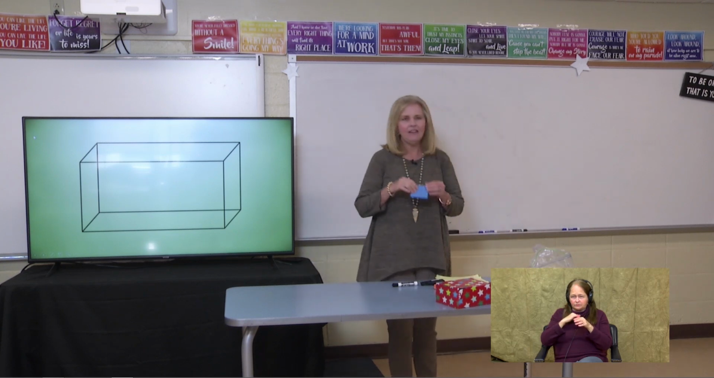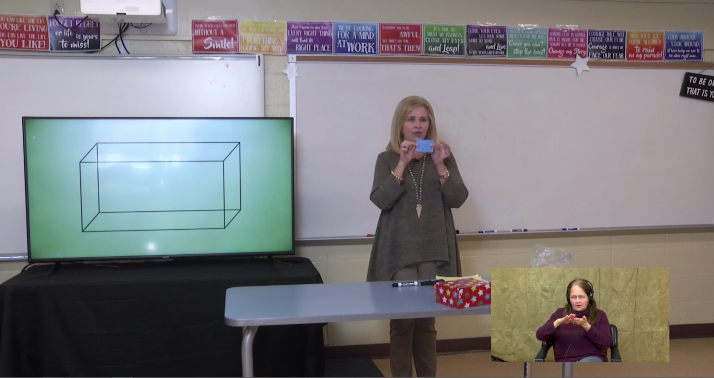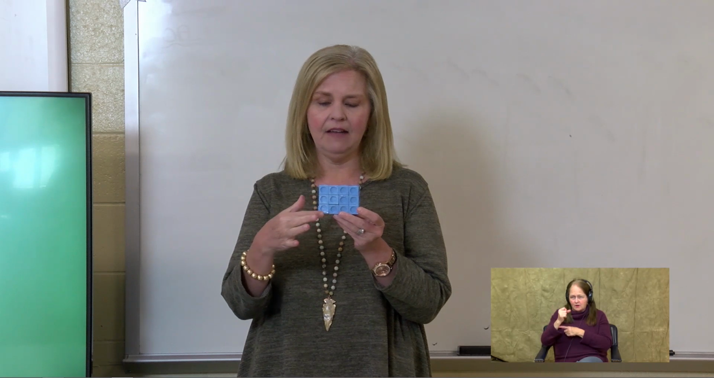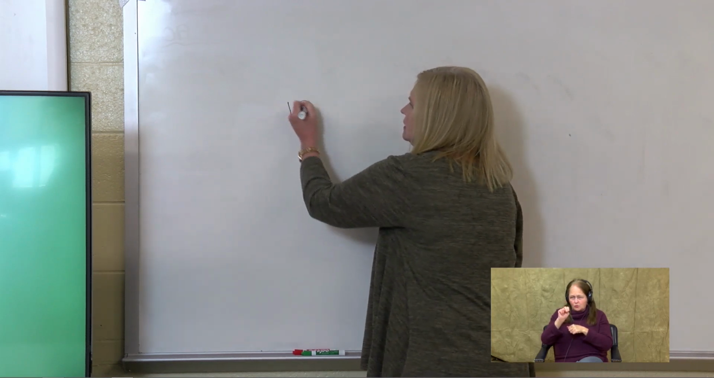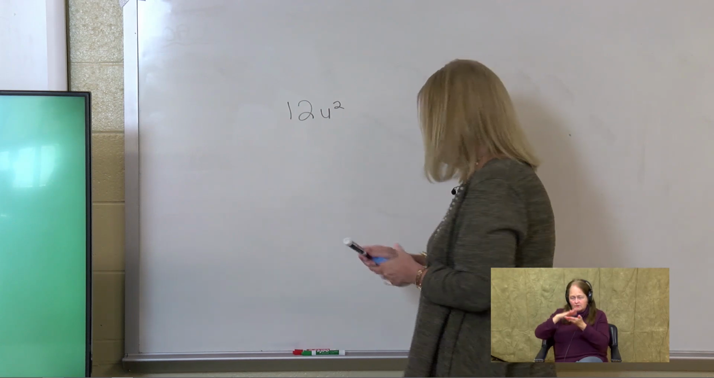If I have this, it's a flat cube piece, and I can find the area with this. It's not hard to do. I can simply count the cubes, correct? So I have 1, 2, 3, 4, 5, 6, 7, 8, 9, 10, 11, 12. The area of this is 12 units squared because it's flat. It's just the area.